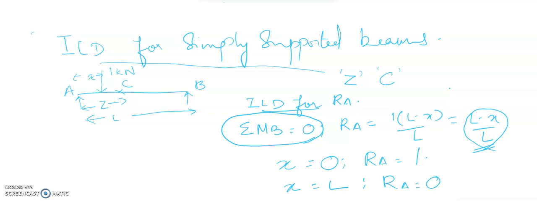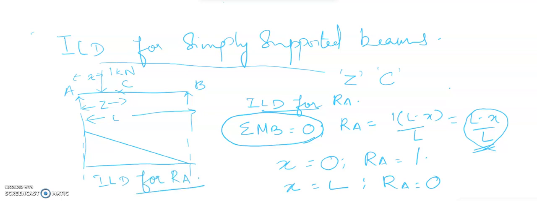Now that you have all the values, you can draw the diagram. What is your RA value at A? It is maximum, 1, and at B you have it as 0, closing the line. Okay. So what is this? This is your influence line diagram for RA. Clear? Influence line diagram for RA.